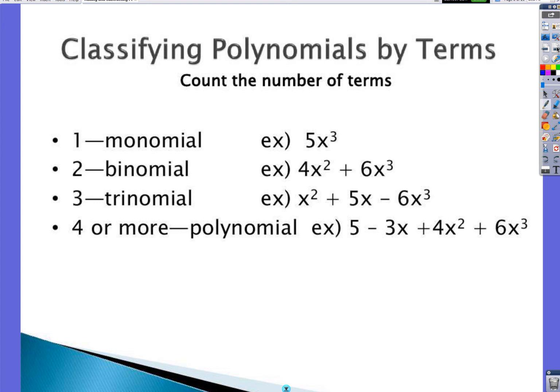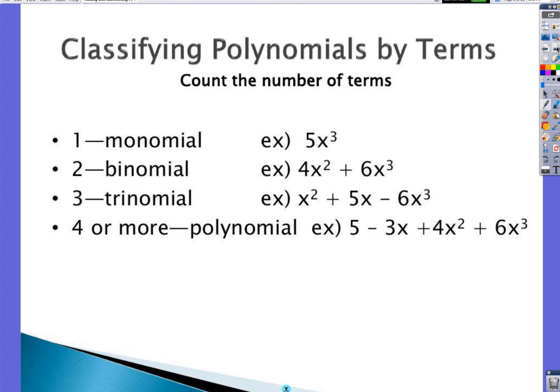Lovely. Go ahead. Because the greatest exponent isn't first. Yeah, it's not going from greatest to least with exponents, but I can still give it a name. Since the biggest exponent is 3, this is cubic. And there are two terms. This is a binomial.